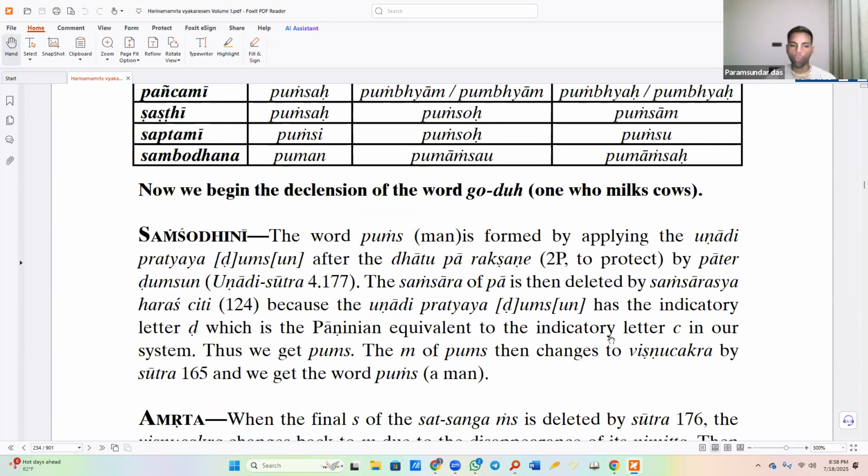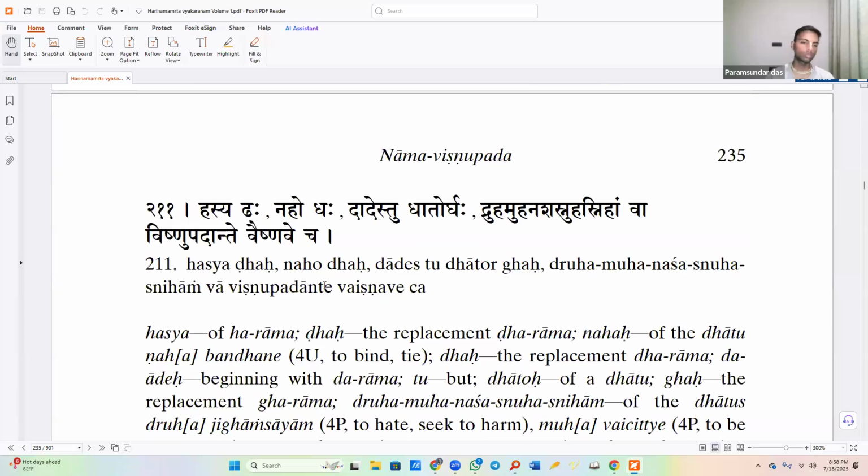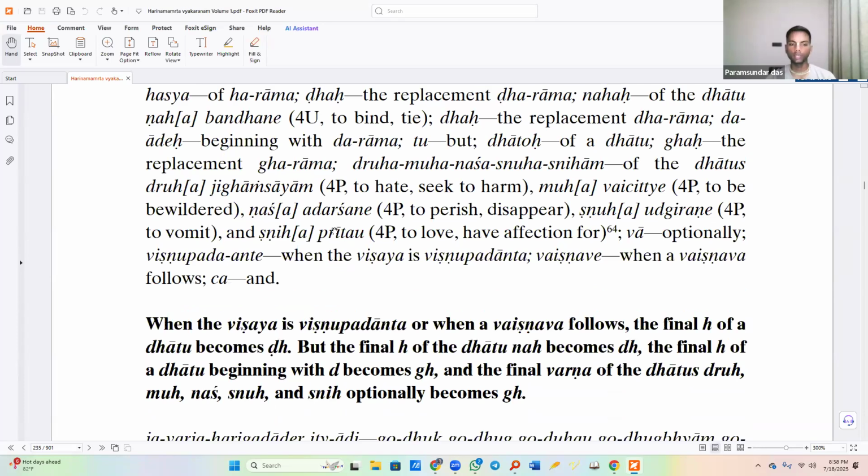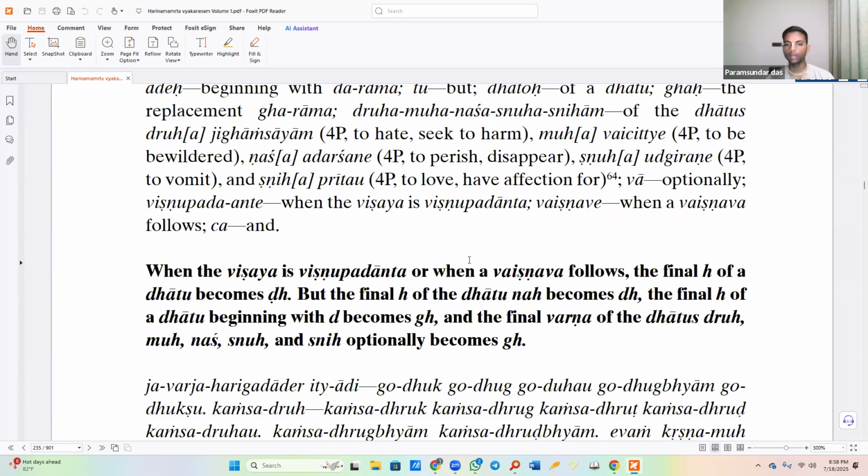So, okay, this is also an interesting sutra and important sutra also. Hasya dhaha naho dhaha dadestu dhaturghaha druha mohan nashasnuha snehava vishnupadante vaishnave cha. So the sutra says when it is Vishnupadanta or when a Vaishnava is following, the final ha of a dhatu becomes dha.